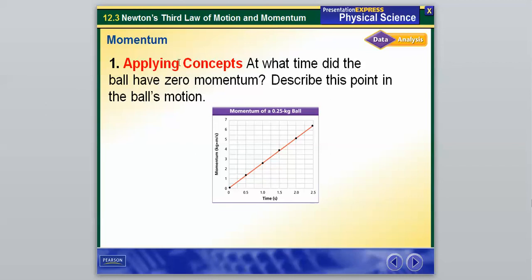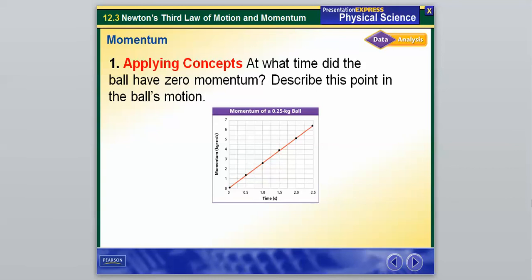So it says, at what time did the ball have zero momentum? And then describe this point in the ball's motion. So by looking at this chart, at what time did the ball have zero momentum? And then what was the ball's motion like when it had zero momentum? So that's the first question.